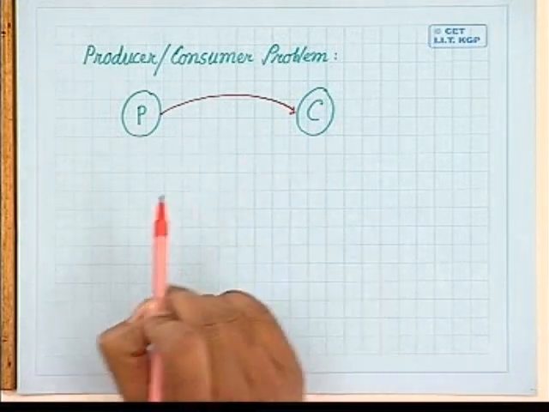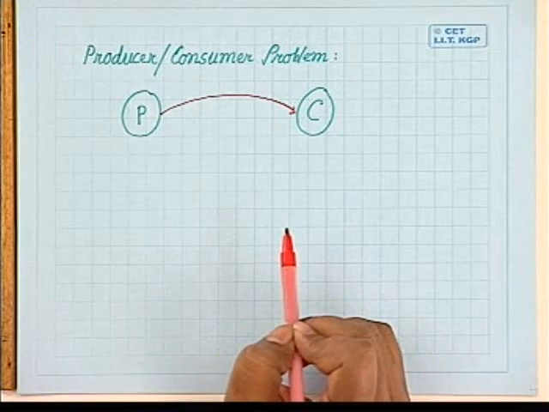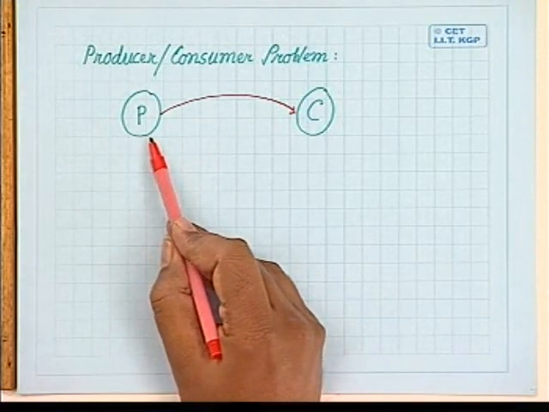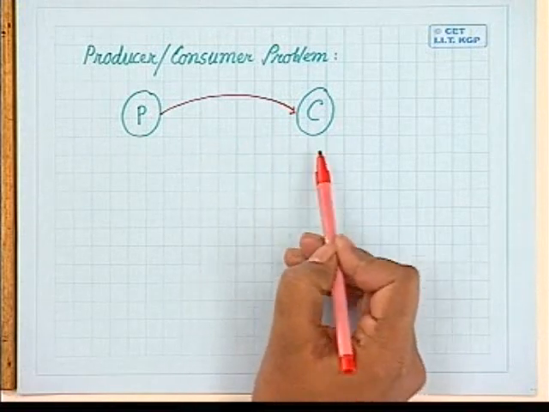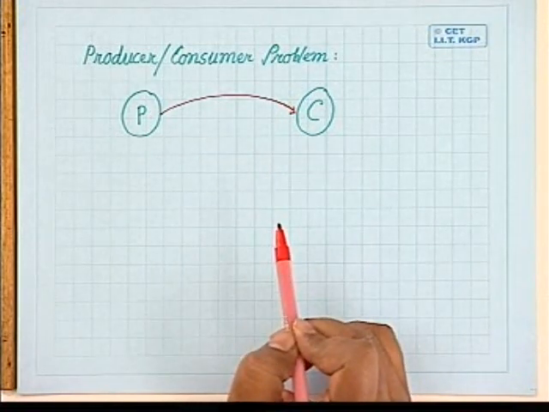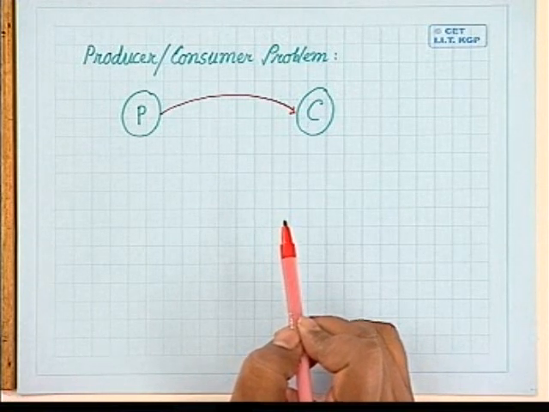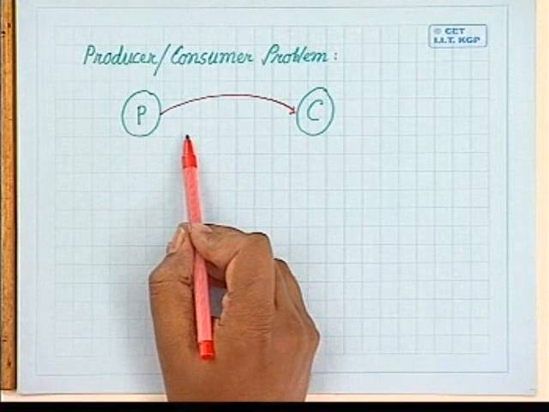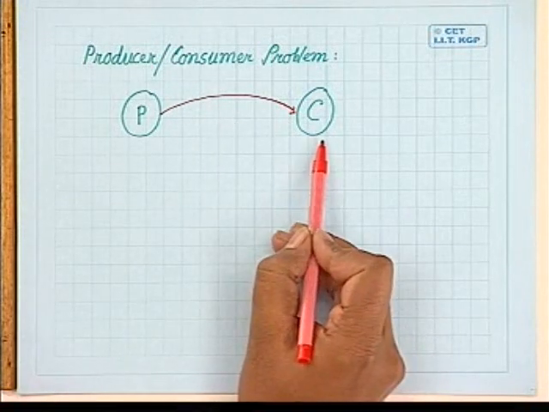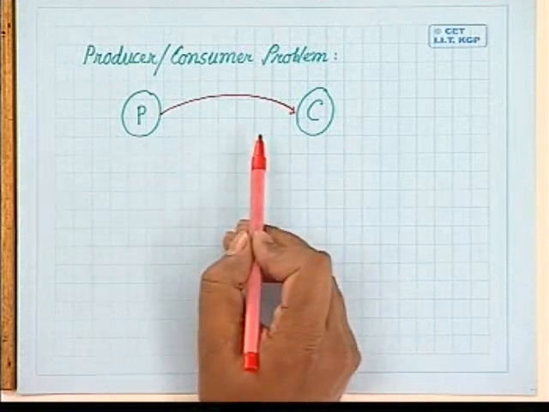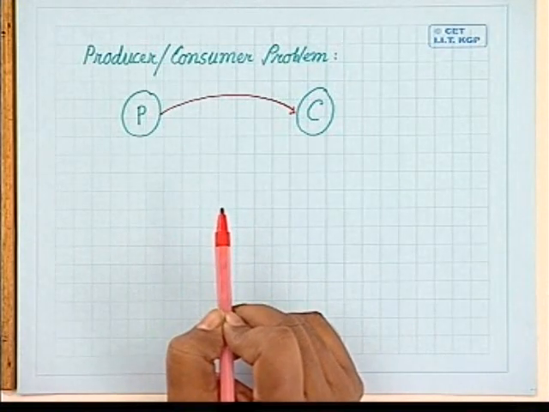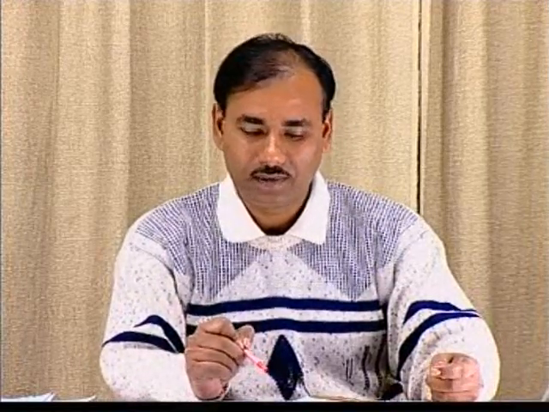Now, if I have this type of situation, we won't have any problem if the rate at which the producer process produces the items is the same as the rate at which the consumer process can consume the items. If the producer process produces items at a faster rate than the rate at which the consumer can consume the items, then naturally some of the items will be lost. On the other hand, if the consumer process can consume at a faster rate than the rate at which the items can be produced, then the consumer process will have to wait for the availability of the items.